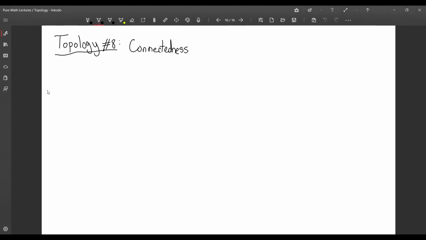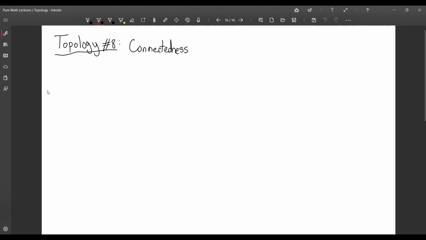Right. Okay. So today we're going to be talking about connectedness. Connectedness is actually a lot simpler of a property than compactness.